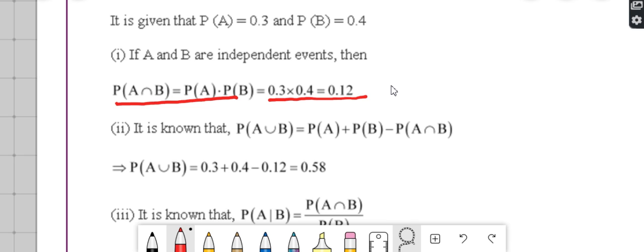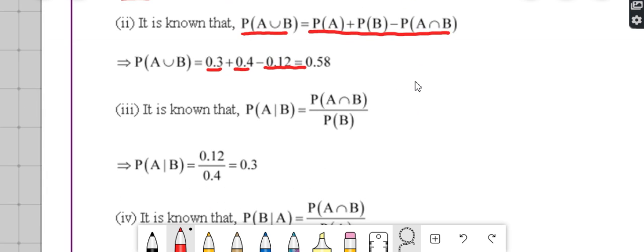Now I want to find P of A union B. Straight away apply your formula: P of A plus P of B minus P of A intersection B. P of A is given, and this we already obtained in the previous question. So the final answer is 0.58.